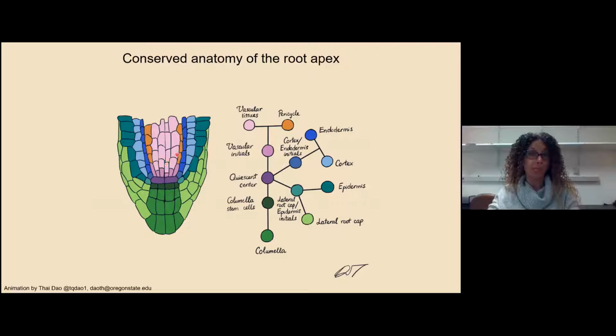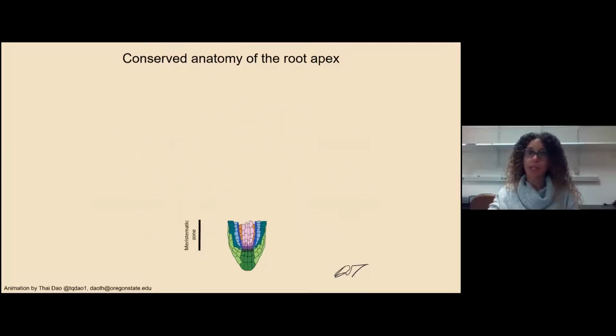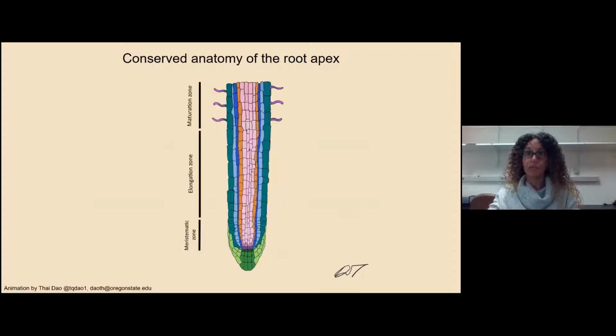Following production from the initial stem cells, the epidermis, cortex, endodermis, and the vascular cells progress through three distinct developmental zones: the meristematic zone, the elongation zone, and the maturation zone. The epidermal cells interact with the rhizosphere and take up water and solutes from the soil. The ground tissue is composed of cortical cells and endodermis, which produces an apoplastic barrier to control transport to and from the vasculature. The vascular cells include the xylem cells that transport water and solutes, and phloem cells that transport photoassimilates and other molecules.